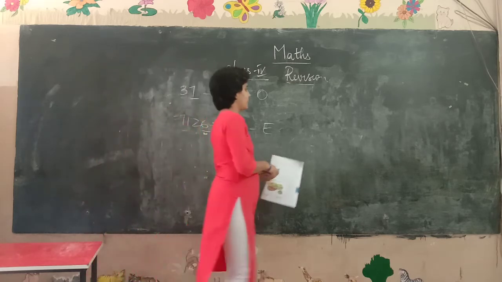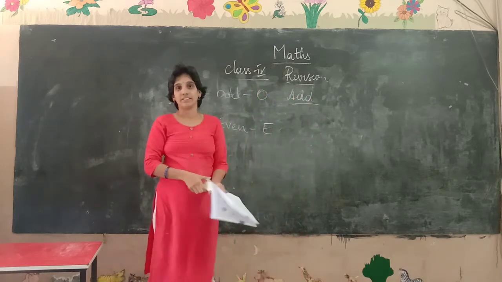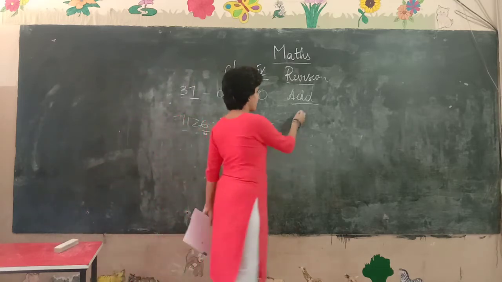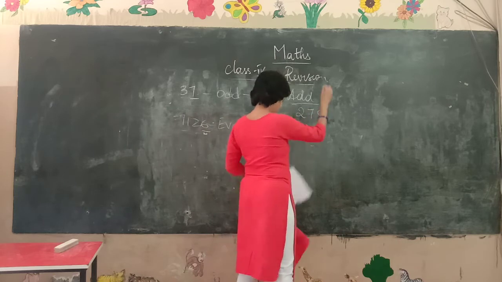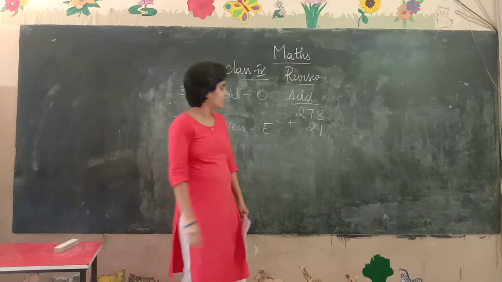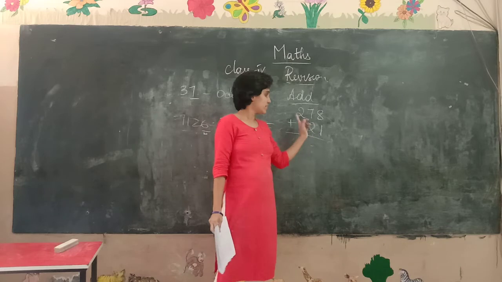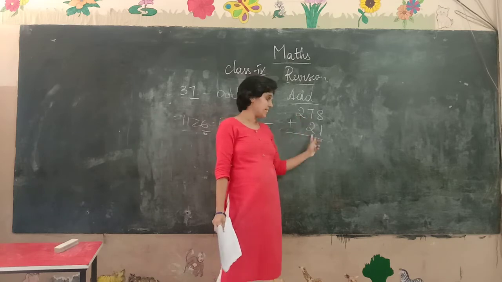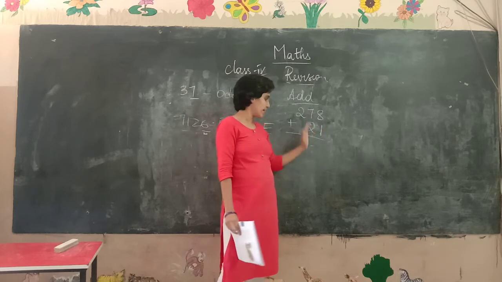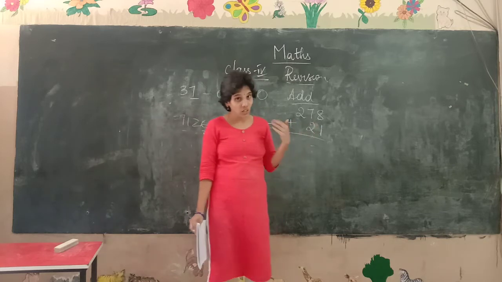Additions. Add. So, how do we need to add? I'll show you. We'll give some numbers. 278 and 21. Here you are asked to add. So, this is a 3-digit number and this is a 2-digit number. So first you need to add the units, then the tens, then the hundreds. You all know. Right children, in your earlier classes you have already learned.